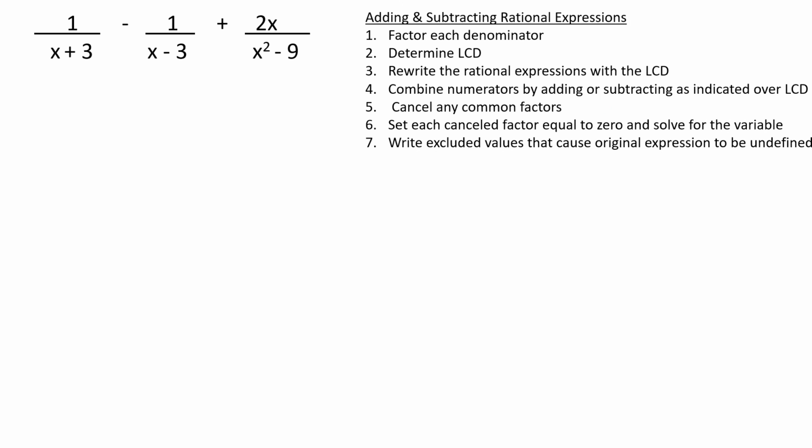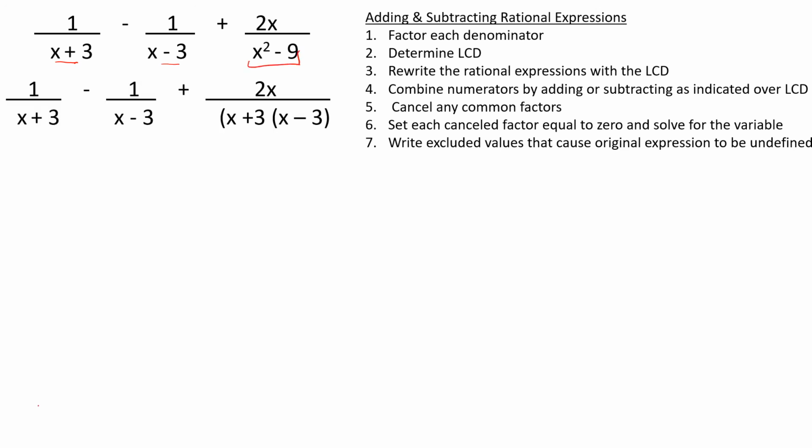Here you have 3 fractions. One's being subtracted, one's being added. This is still the same process. You're going to factor each denominator. This denominator is prime, this one's prime. This one is a difference of squares that factors into x plus 3 times x minus 3, right? So our LCD is going to be x plus 3, x minus 3.